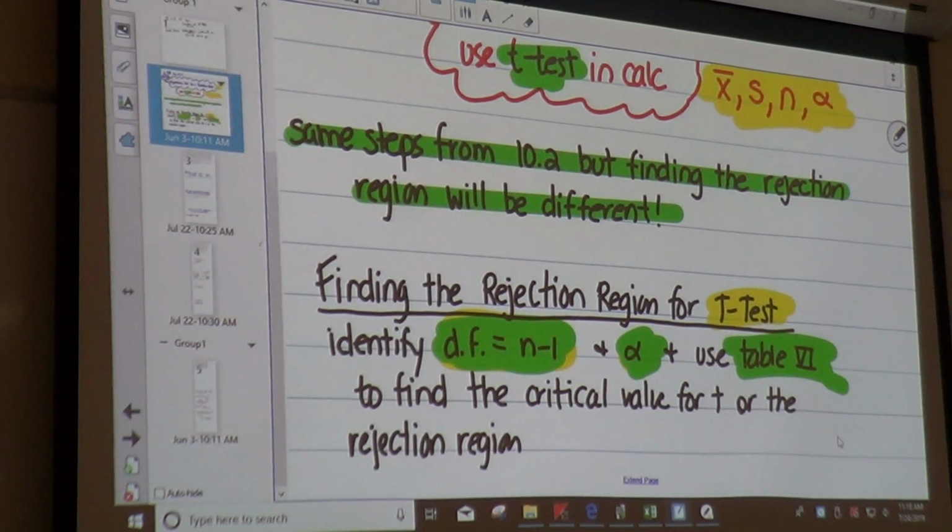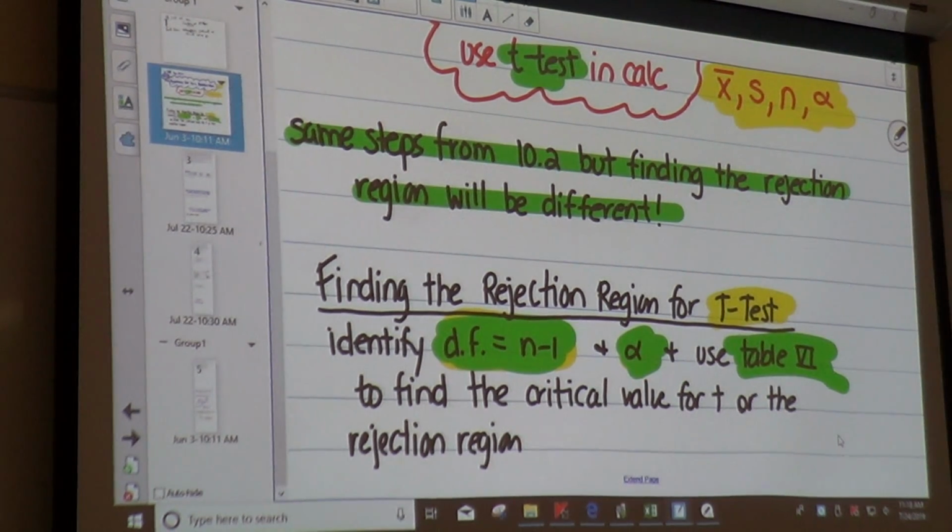Where is table 6? Let's see. I have table 5, and there's no table 6, and it must be table 7. Hold on, maybe table 7. I think I changed it in my notes, and I did. I changed it in my notes, and I didn't change it up here. Table 7. I didn't change it up there, but I changed it on my paper.